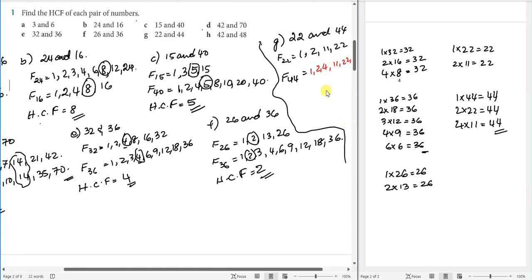22 and 44. So HCF is equal to 22. Okay, to the final question.